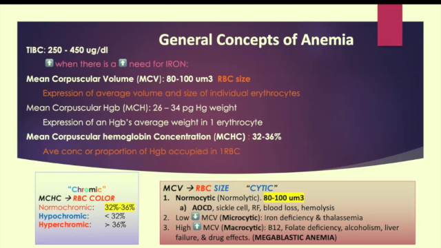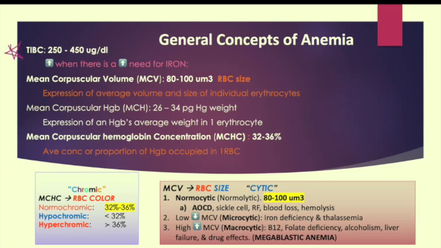and the anemias that have that are iron deficiency and thalassemia. We also have what's called macrocytic anemias, where the MCV is high, and the anemias that are macrocytic are B12 deficiency, folate deficiency, alcoholism, liver failure, and drug effects. This is also called megaloblastic anemia.